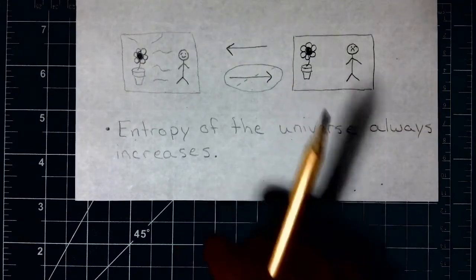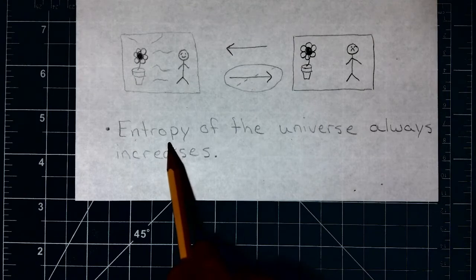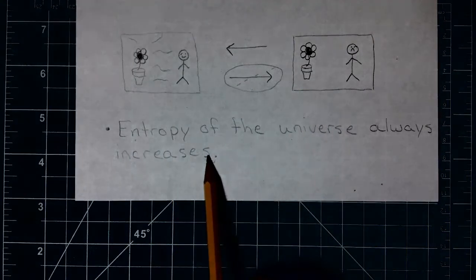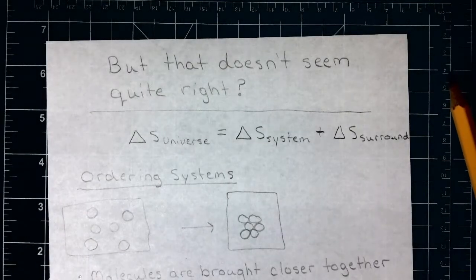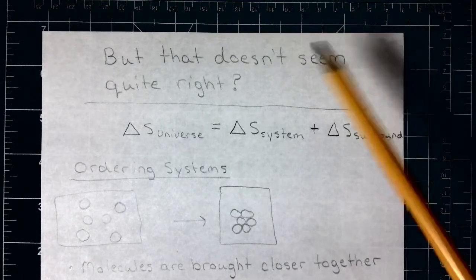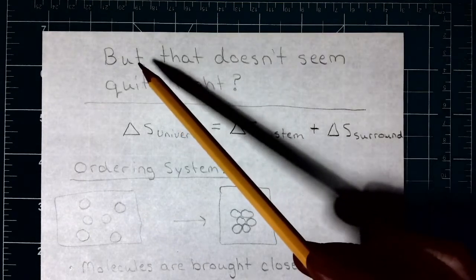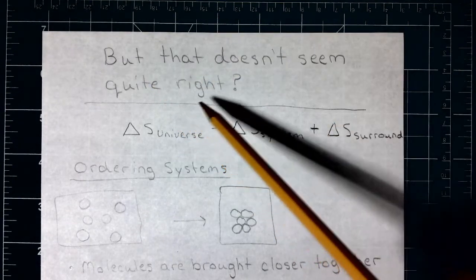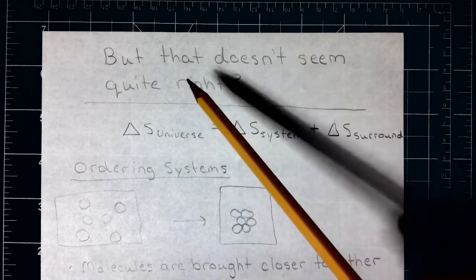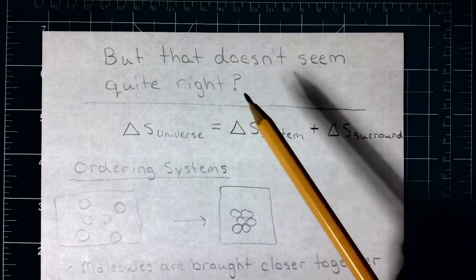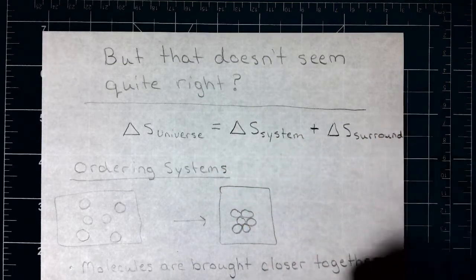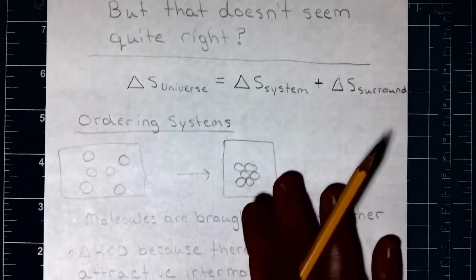It is also true that the entropy of the universe always increases. So if you are an astute student, you may have said to yourself, but that doesn't seem quite right. The entropy of the universe can't always increase because I can create a more ordered system. I can go and fold all my socks and stack them in neat little piles and stuff.